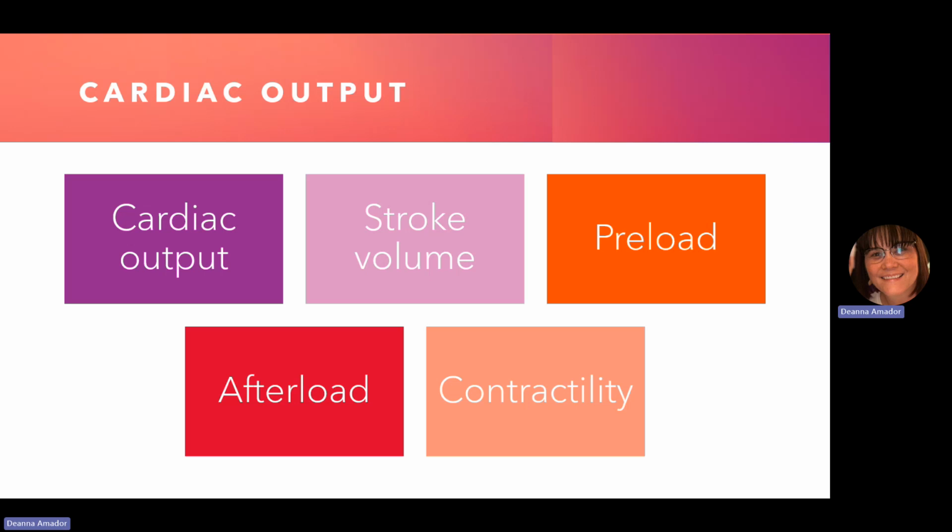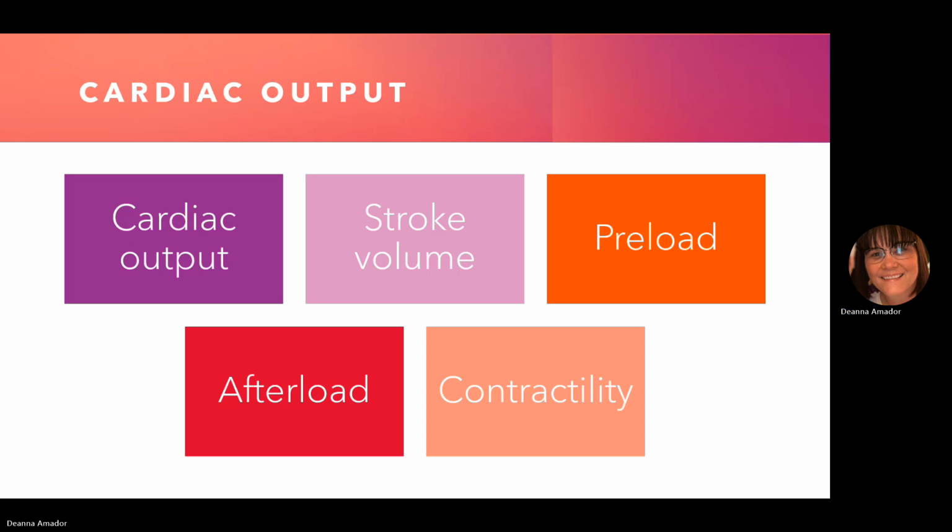We have preload, which we said, if you think about volume, it's the end diastolic pressure or volume that stretches out the right or the left ventricle and reflects a patient's fluid volume status. Afterload is, we talked about thinking about resistance. So afterload is the force or resistance the ventricles must overcome to eject blood into the pulmonary circuit or aorta. And then contractility is the ability of the heart muscle to contract or pump.